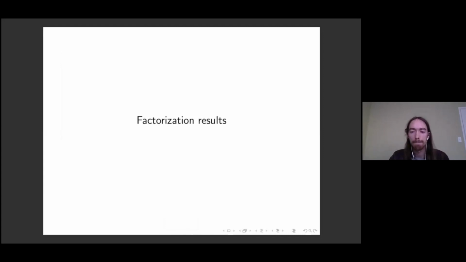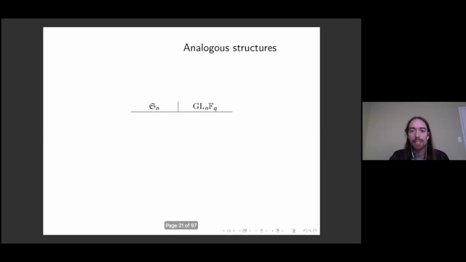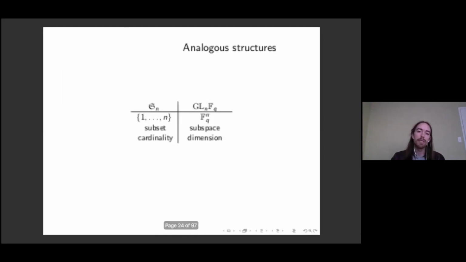Let's start with thinking about the analogs between the symmetric group and GL_n(F_q) that I've seen so far. S_n acts on the set 1 through n by permuting the elements around, and GL_n(F_q) acts linearly on this n-dimensional F_q vector space. The subsets over in S_n land correspond to subspaces in GL_n(F_q), and correspondingly, the cardinality of a subset, you can think of its q analog as the dimension of a subspace over in GL_n(F_q).